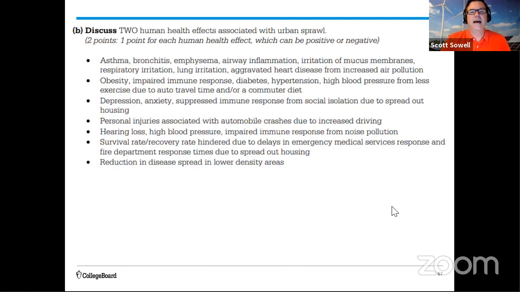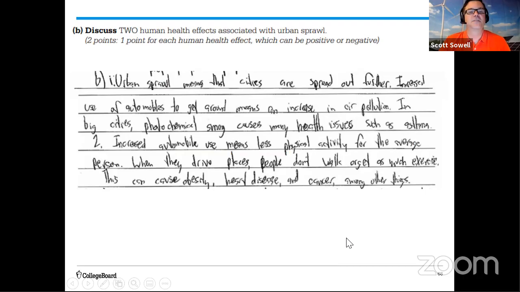So you may be thinking about the air pollution in city centers that might be really problematic. That air pollution might cause respiratory problems, obesity because of less walking around. You're more reliant on cars and other forms of transportation. Hearing loss from noise pollution, that was a really interesting thing. Reduction in disease spread in lower density areas, that's a human health effect. So let's take a look at this person's response.